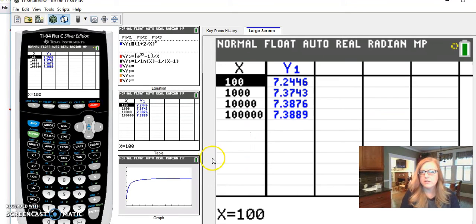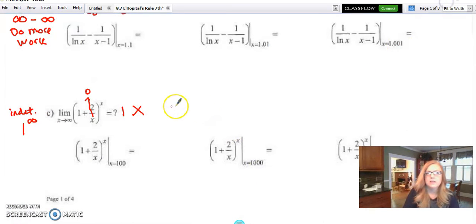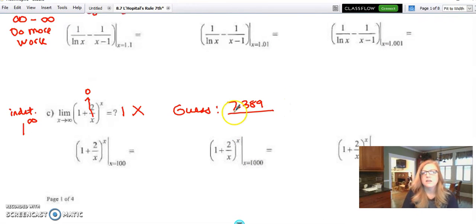If we take a look at our table values here, you can see that at 100, 1,000, 10,000, and so on, as we come down, it does appear to have a limit, a horizontal asymptote. It looks to be about 7.389. So the guess from the technology, 7.389, is basically like, oh okay, then I don't know exactly what that is. That's a very inexact guess.